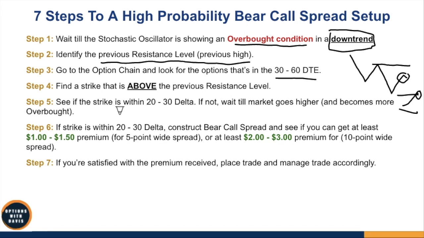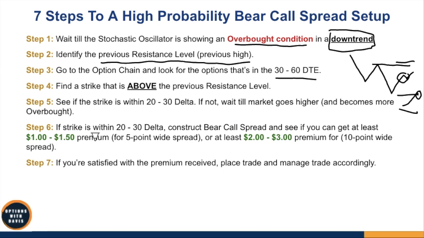And then step number 5, see if the strike is within 20 to 30 deltas. If it's not, wait till the market goes higher. So let's say, for example, if it's down here, you cannot get a strike with 20 to 30 deltas, maybe it's only 5 deltas. Then you want to wait for the market to go a little bit higher first before identifying your bear call spread.